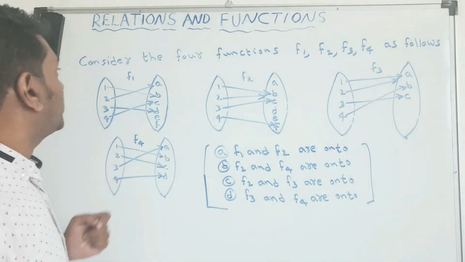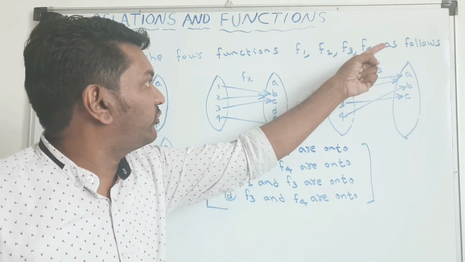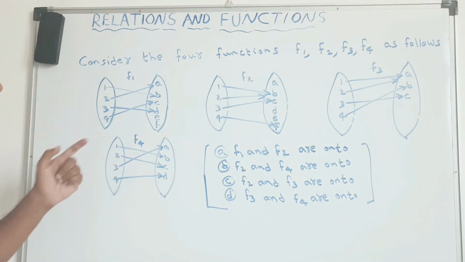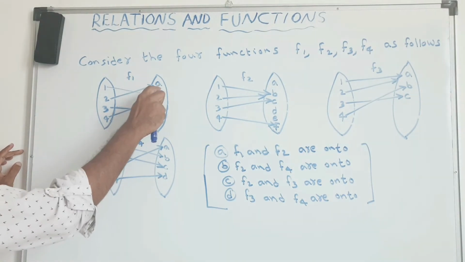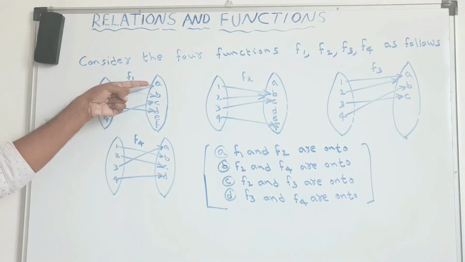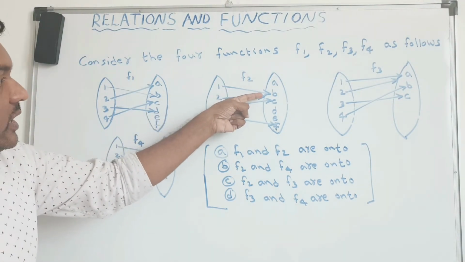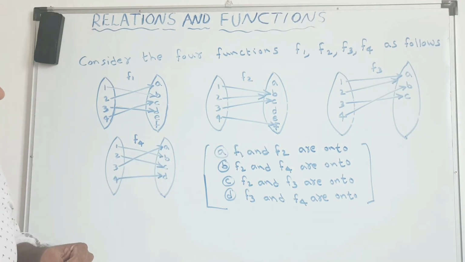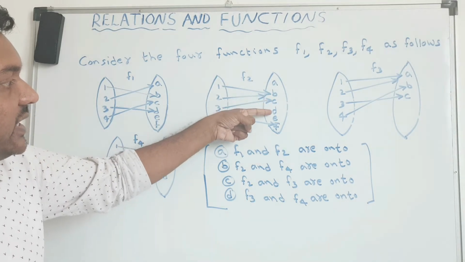Now moving to next question. Consider the following four functions f1, f2, f3, f4. All these four arrow diagrams are given. They are asking which one are onto. You know the condition of onto. Range and codomain should be equal. Here range is A, B, C, D. Codomain is set A, B, C, D, E, F. They are not equal. Here range is set B, C, F. The connected y values are range. And codomain is A, B, C, D, E, F.